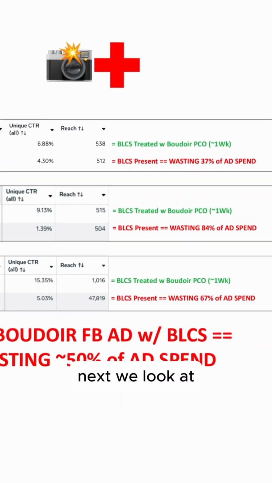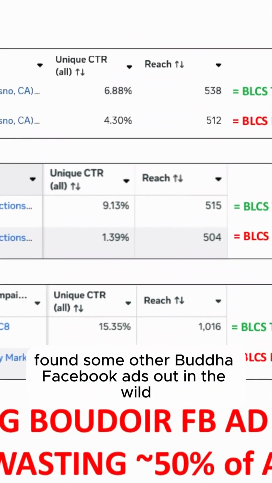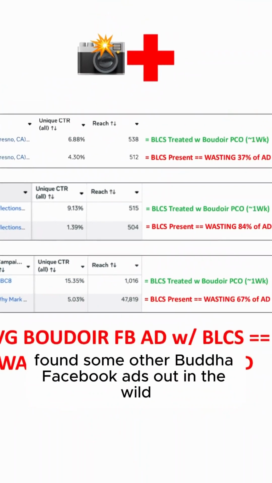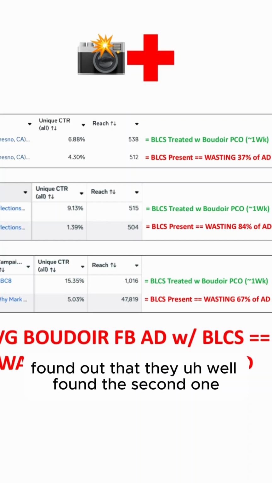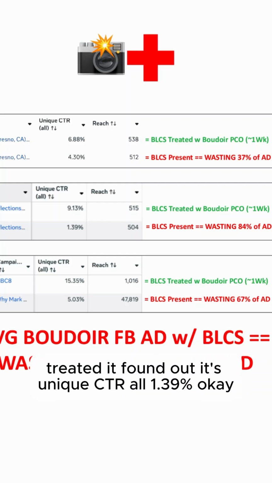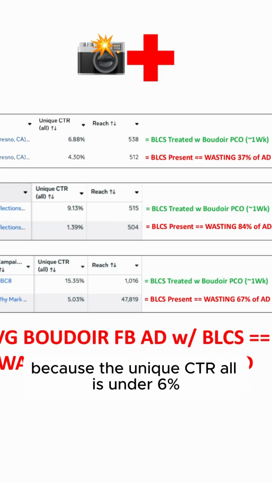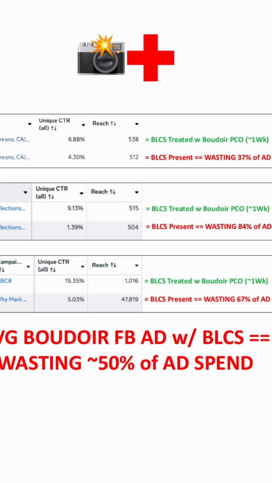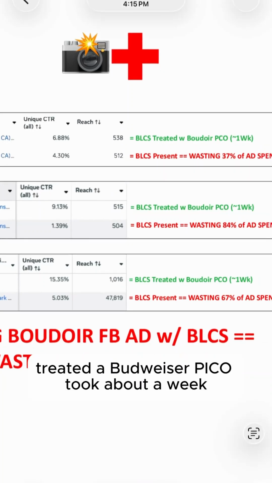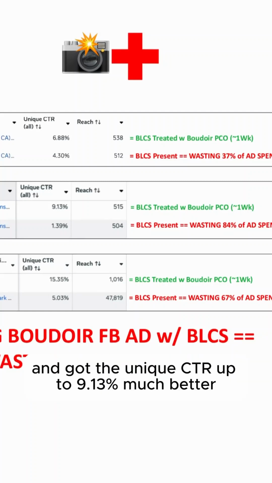All right, next we look at my second part of my residency. Went out there, found some other Boudoir Facebook ads out in the wild. Found the second one, brought it to the hospital, treated it, found out its unique CTRL was 1.39%. Okay, so we know that BLCS is present because the unique CTRL is under 6%. So I duplicated it, treated it with Boudoir Pico, took about a week, and got the unique CTRL up to 9.13%, much better.